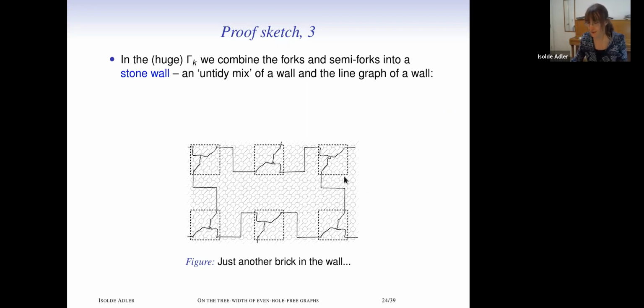Okay, so we get something. So by putting these bricks together, we get something that almost looks like a wall, but it's a bit untidy because these little things here can be, well, forks or semi-forks, and what we are after is to have either a wall or a co-wall. So we would like all of them to be forks or all of them to be semi-forks. But now we get an untidy mix, which we call a stone wall. Okay. So this we need to tidy up, which we do in the next step.